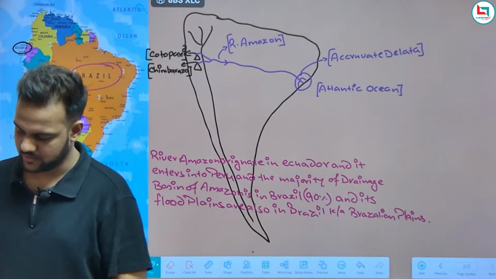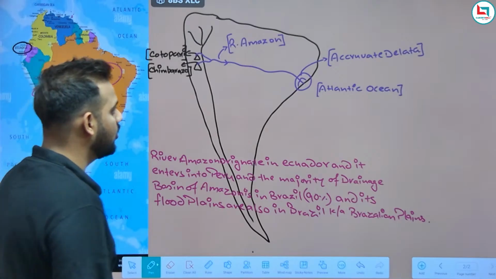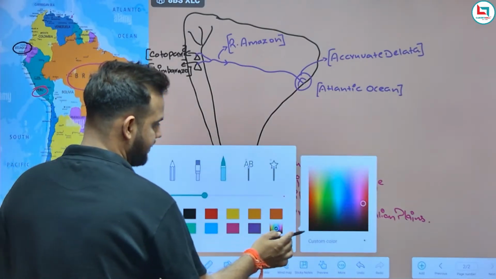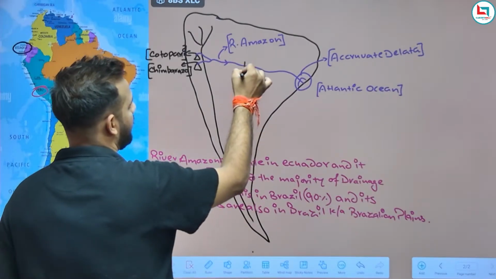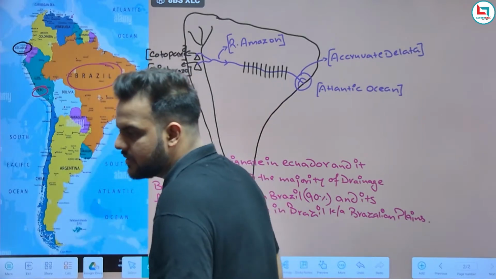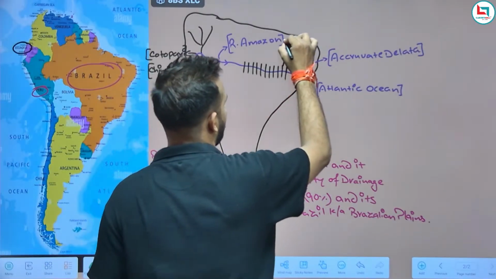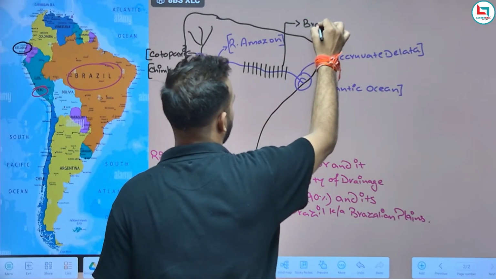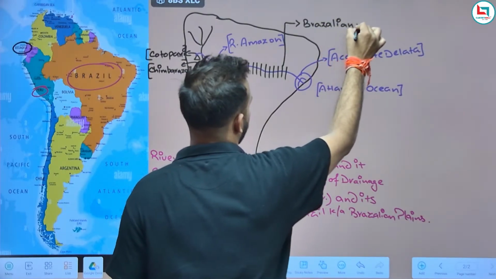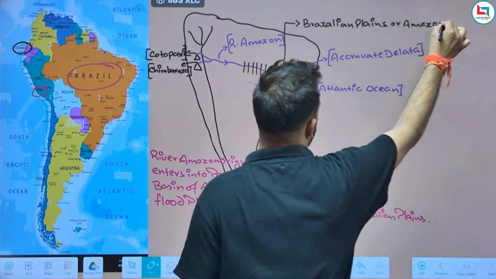Now guys, the next thing is that the river forms its floodplains in Brazil, and they are known as the Brazilian plains. Here we have the formation of the floodplains of River Amazon. These floodplains are known as the Brazilian plains or Amazon plains.